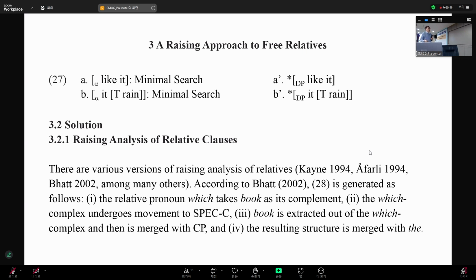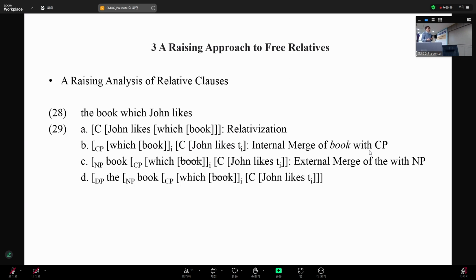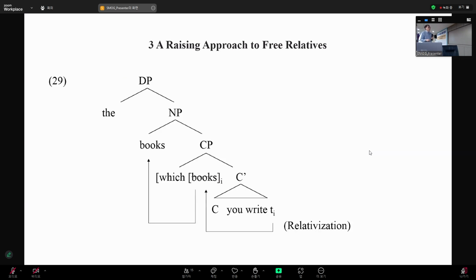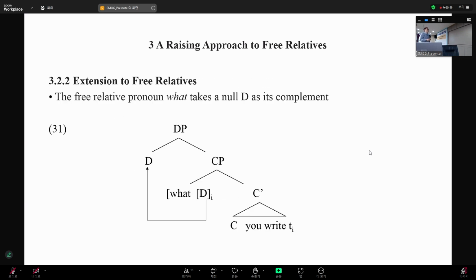According to Bach and many others, relative clauses are generated on the basis of raising. For example, according to Bach, which takes books as its complement, and books undergoes relativization, and books undergoes raising, and books is joined by CP, and the resulting NP is merged with the. This is how relative clauses are generated. I basically assume that this is on the right track, and then try to extend this approach to relative clauses.